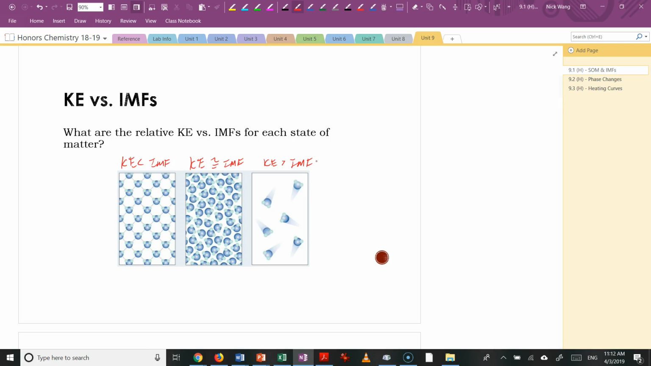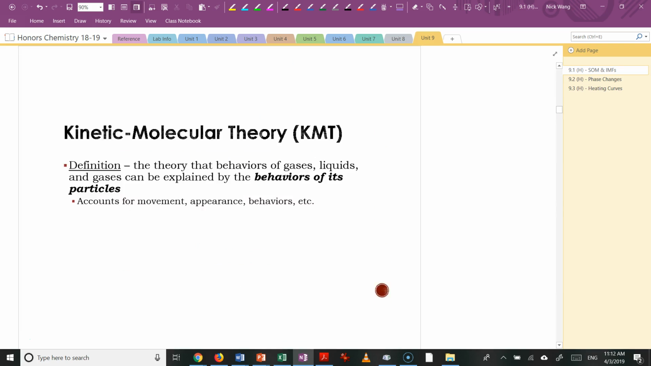And one thing to keep in mind here is that the IMFs are all the same throughout this whole process, because IMF is specific to the individual particles' identities. And these are all water, right? Water, water, water. These are all water molecules. And therefore, the amount of intermolecular forces that are present are actually all the same. It's just that what differs here is the amount of kinetic energy, the amount of temperature, that allows your particles to then move around.